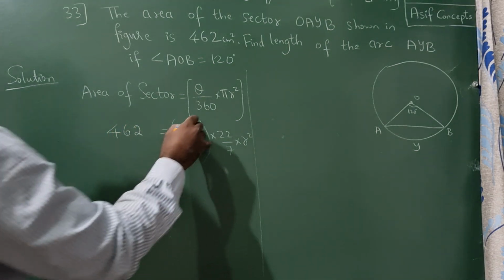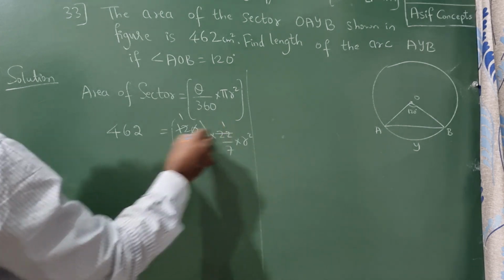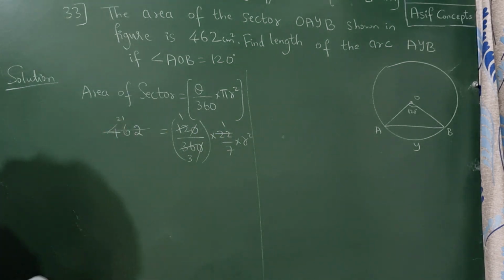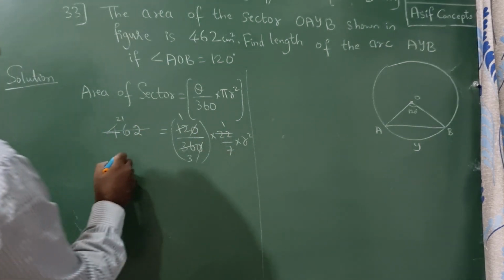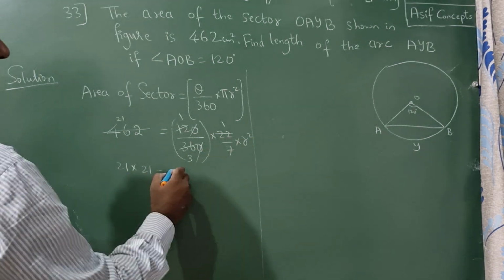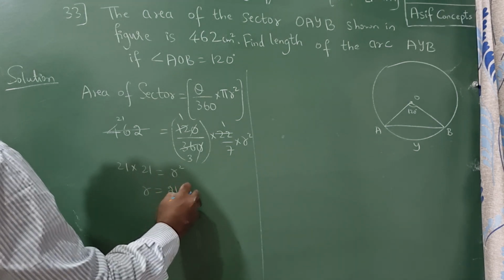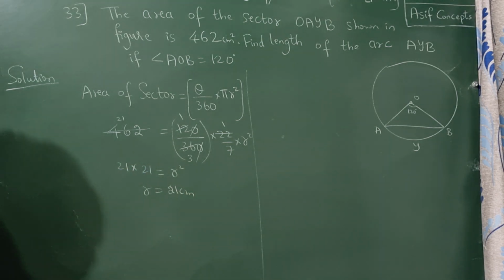462. The zeros get cancelled; 12 ones are 12, 12 threes are 22, 22 ones are 22, 21 twos are 462. Now here, 21 into 7 threes are 21. So what is remaining here? r square. This shows that the r value is 21 centimeter.